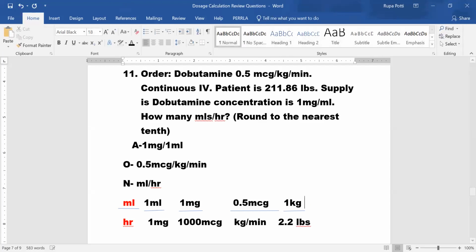Now I have pounds in my denominator. So I'm going to start off with pounds in my numerator. So I see 211.86. So I'm going to put my numbers there.